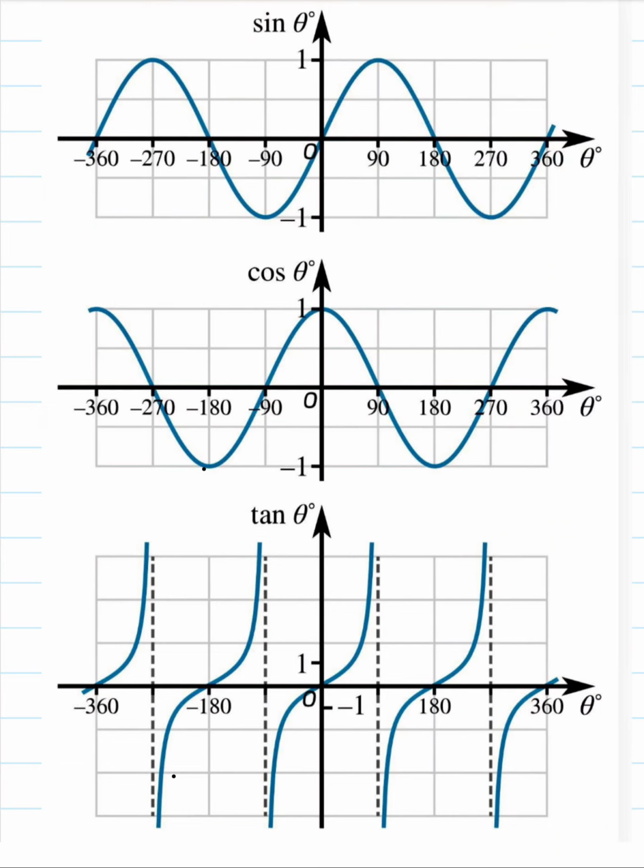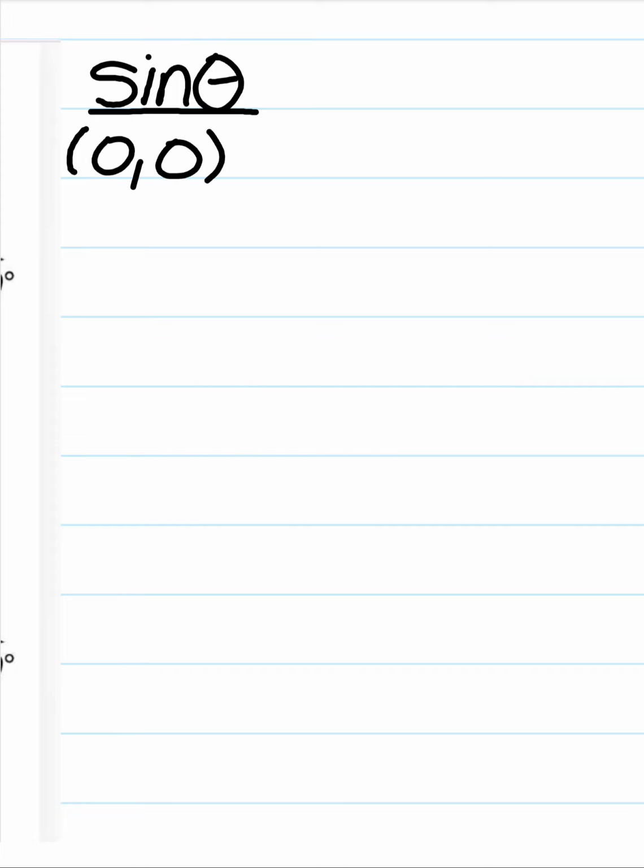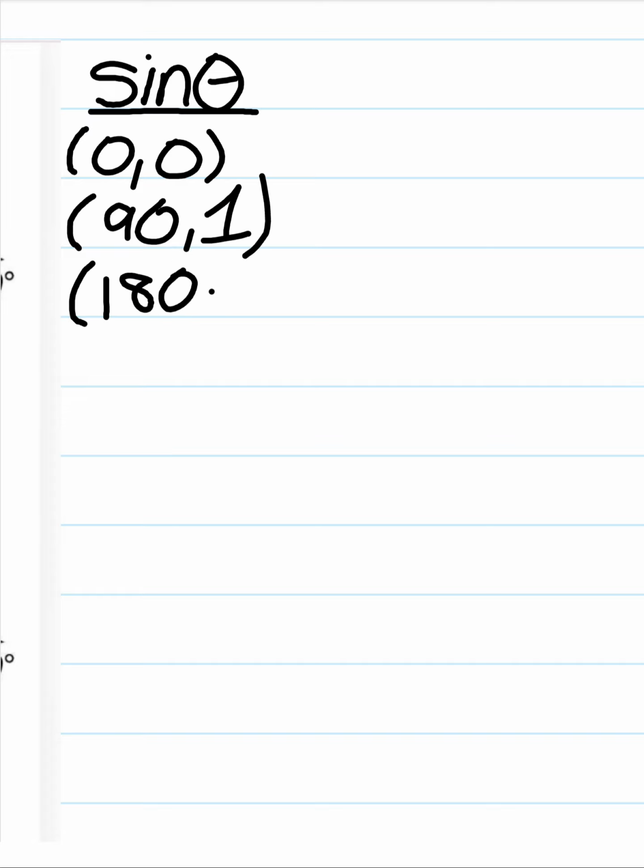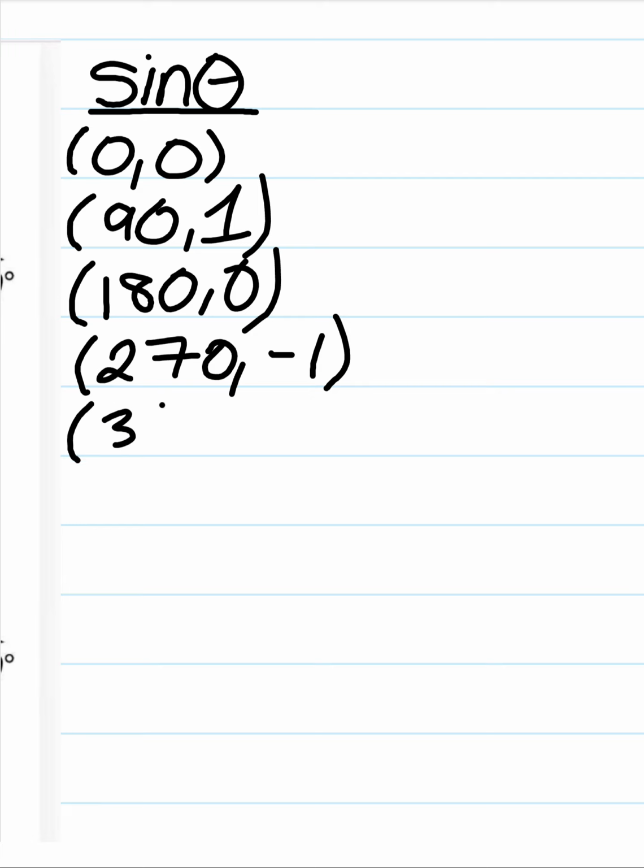Now, in order to sketch these graphs, it's important we know the key coordinates of each. And we're going to make a note of them here for you now. For sine x, or sine theta, the key coordinates are as follows. 0, 0, 90, 1, 180, 0, 270, minus 1, and 360, 0.